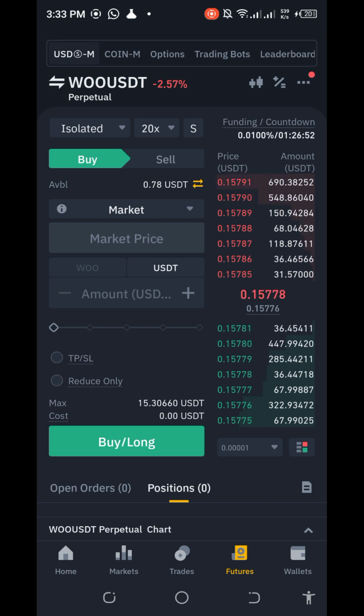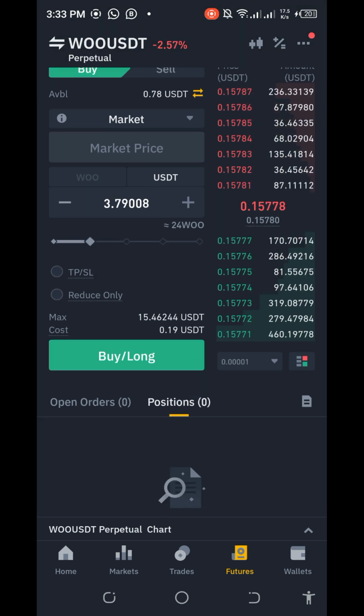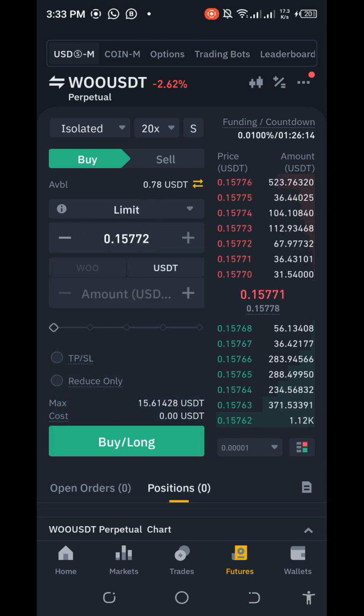The market is saying that now I'm having 0.78. If I should enter the market with 25% of 0.78, it's going to give me 0.19. You see, 25% of 0.78 is 0.19. That means I'm entering the market with $0.19. Now, if I enter using this market order, the market will pick it immediately here. And if I'm using this limit order, then I have to set my own price.